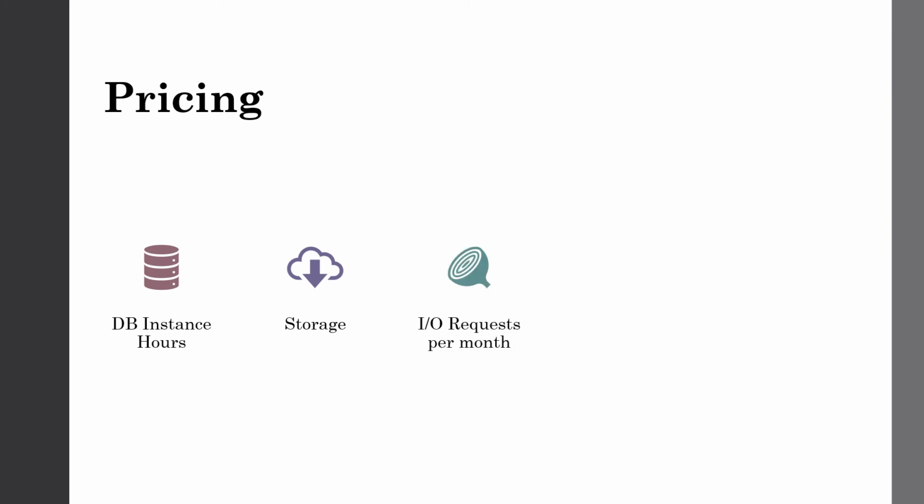Now coming to pricing. Here are some of the parameters based on which your database instance will be billed. Basically, any running RDS instance is billed for, first, DB instance hours, which in turn depends on the type of instance as well. Second, storage allocated. Third, the input-output requests per month. Fourth, provisioned IOPS if selected for your database. And fifth, applicable backup storage.